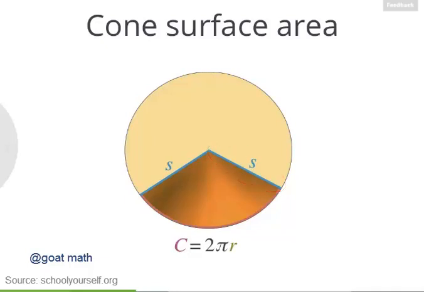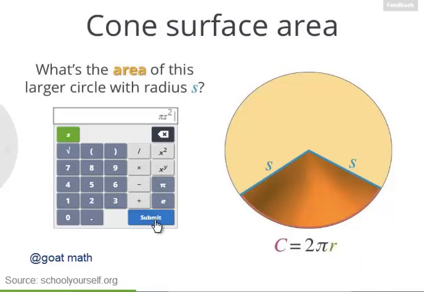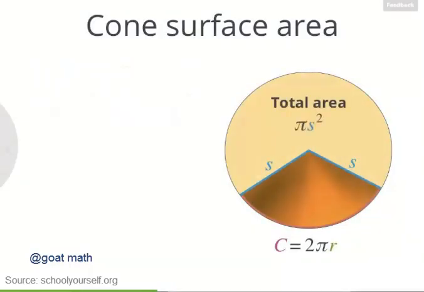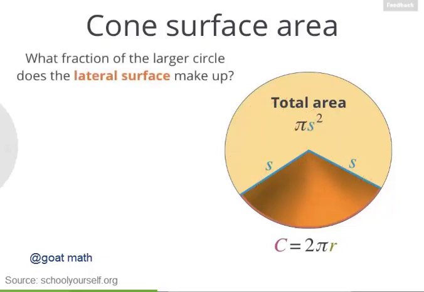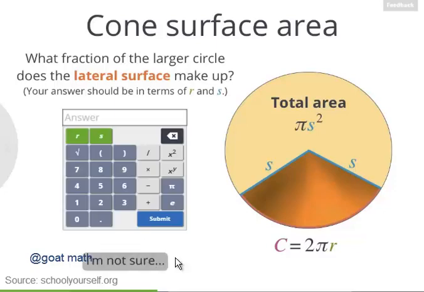Before we find the area of our lateral surface, what's the area of this larger circle in terms of s? Exactly. The total area of this circle is pi times s squared. Now our lateral surface only represents a fraction of this entire circle. In terms of r and s, what fraction of the larger circle does the lateral surface make up? Again, your answer must be in terms of r and s. This is a tricky question, so click over here if you'd like to work through it step by step.